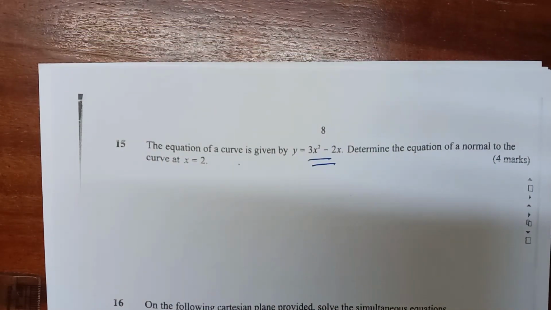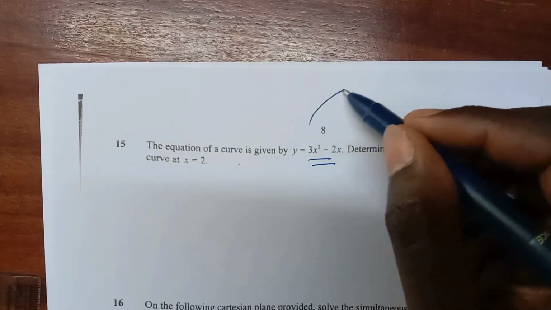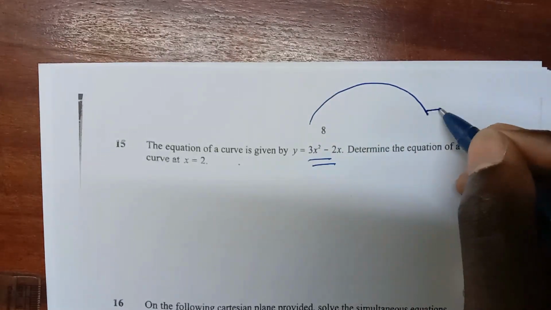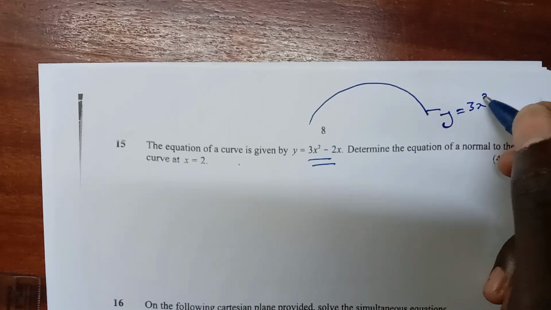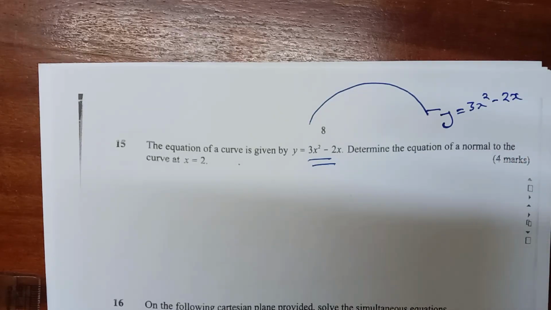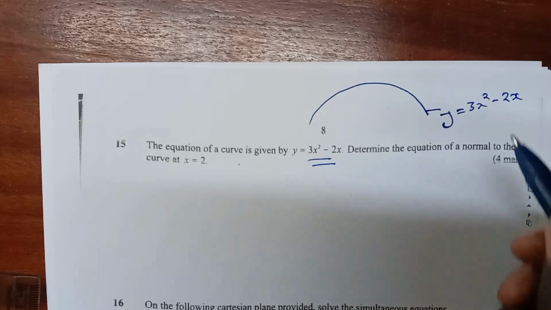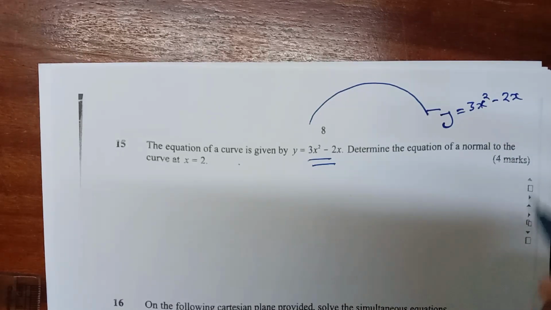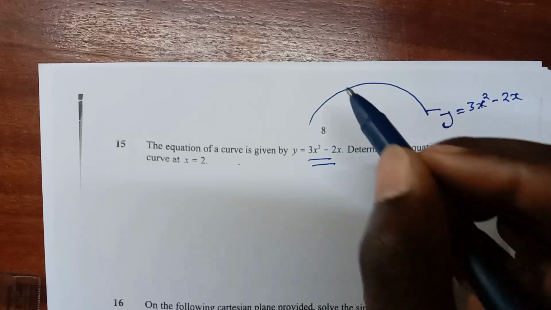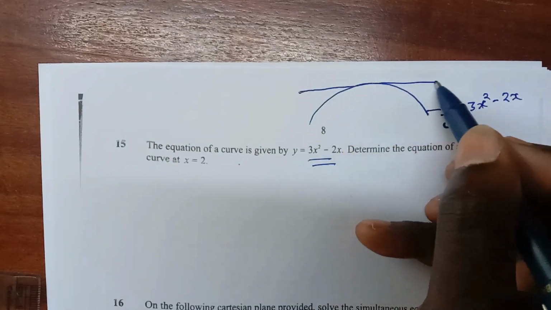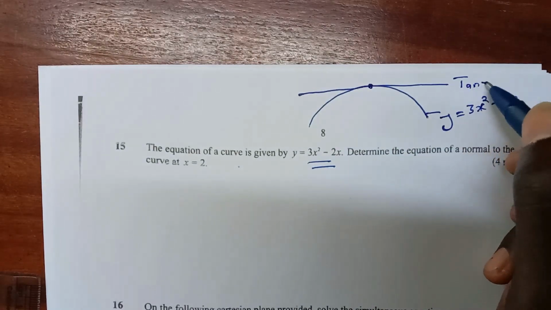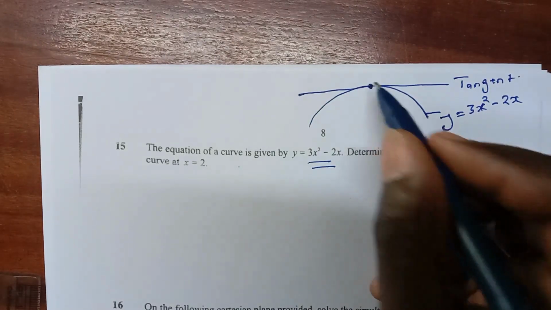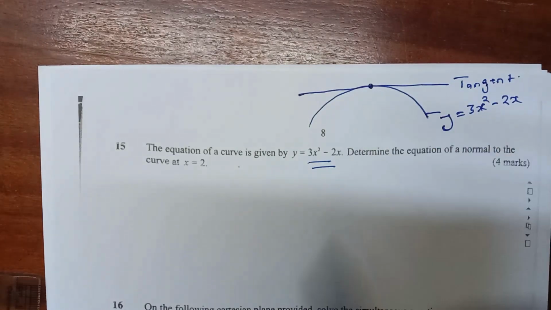Now, it is imperative for learners to know that when you are given a curve, let's say, just as an example, the equation of this curve is y equals 3x squared minus 2x. The gradient of this curve is the same as the gradient of a tangent at that particular point. Let's say a point here. This one is the tangent. So the gradient of the curve at this point is the same as the gradient of the tangent at that point.